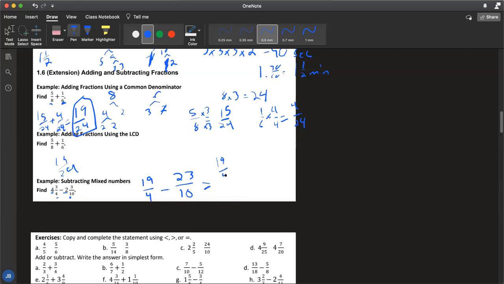19 over 4 times 5 over 5, and then minus 23 over 10 times 2 over 2. So bring it down here. 19 times 5, 45 over 20 minus 46 over 20.